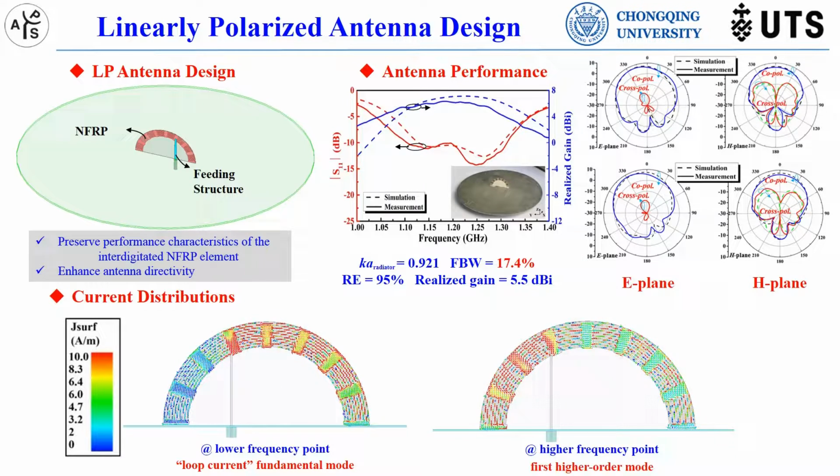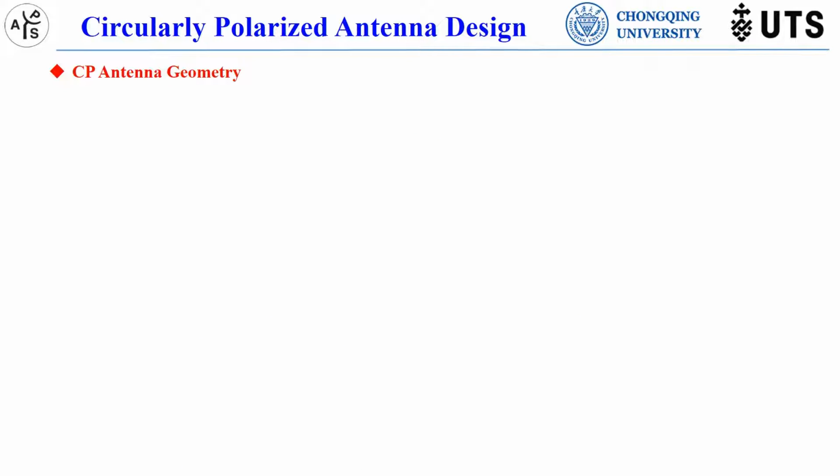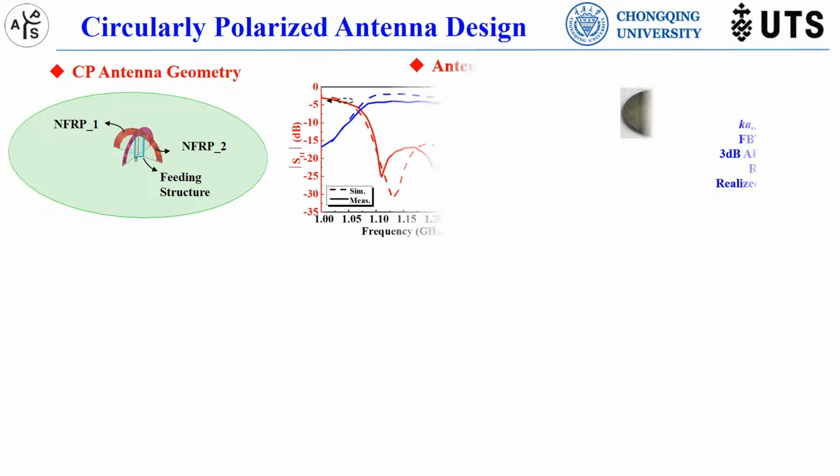The animated surface currents at the two resonance frequencies are still associated with the fundamental loop current mode and the antiphase first higher order mode, respectively. Circularly polarized electrically small antennas are highly desired in practice. Another orthogonal interdigitated element and a split-fed monopole structure were introduced into the linearly polarized design.